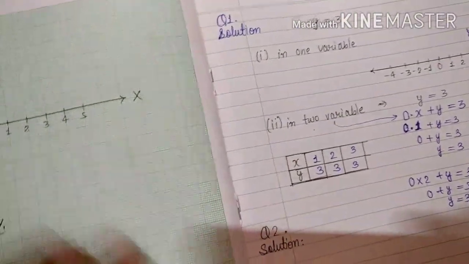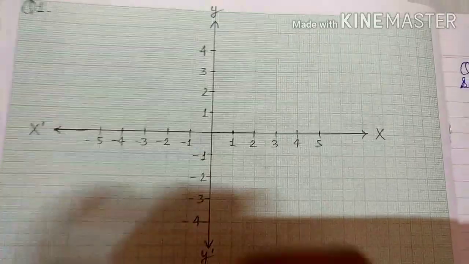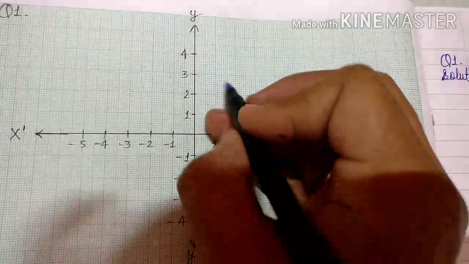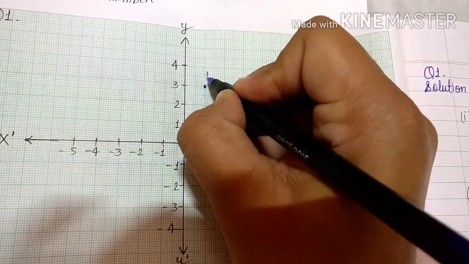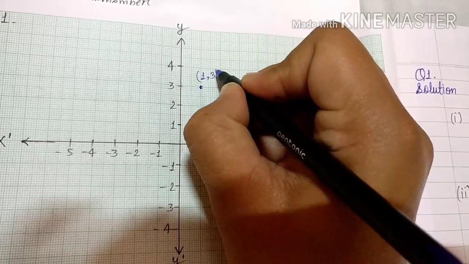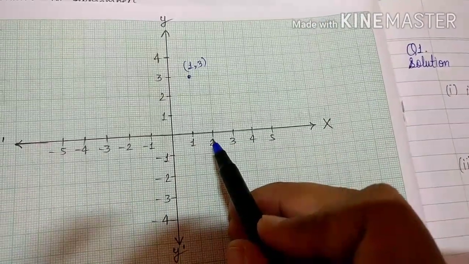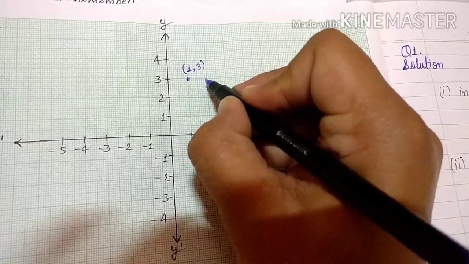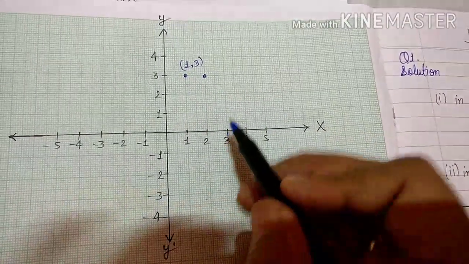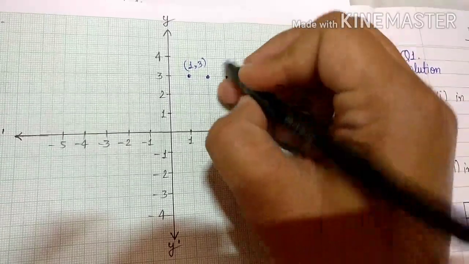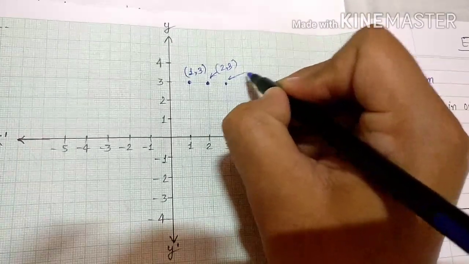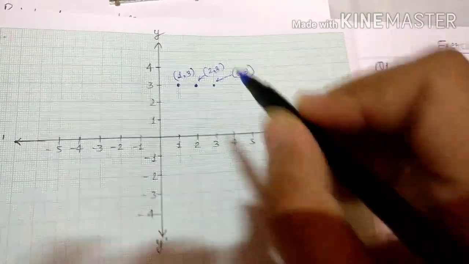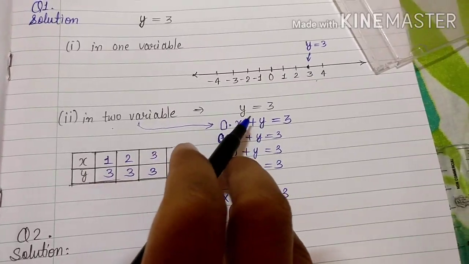Now we have to show this on the graph. See, (1, 3), (2, 3), (3, 3). For (1, 3), we mark a point here. This point shows (1, 3). Then (2, 3), this point shows (2, 3). And then comes (3, 3), this point shows (3, 3), for the equation y equals 3.